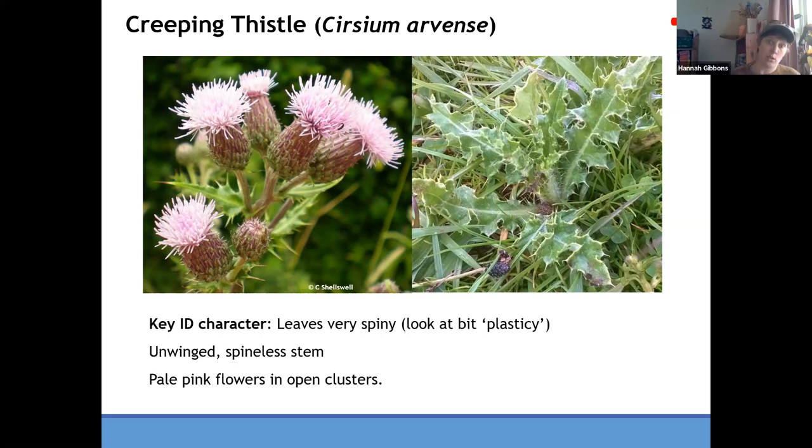Now, creeping thistle is something that most people will probably be able to identify, but some people might get it muddled with other species. So just a quick note: marsh thistle very often tends to have a purple edging along the edge of the leaf, which is really useful.